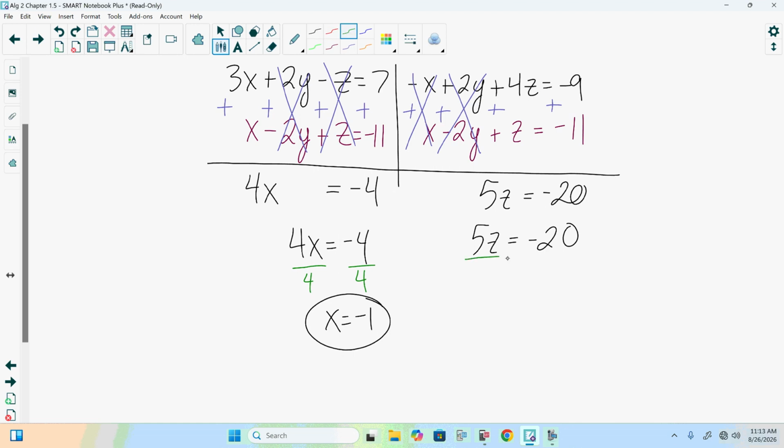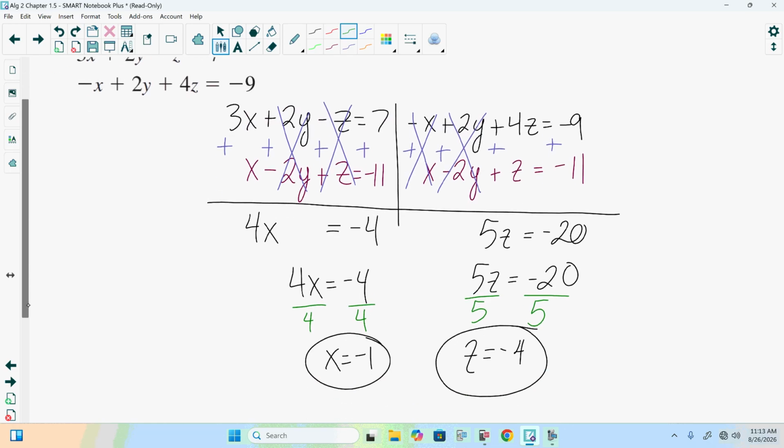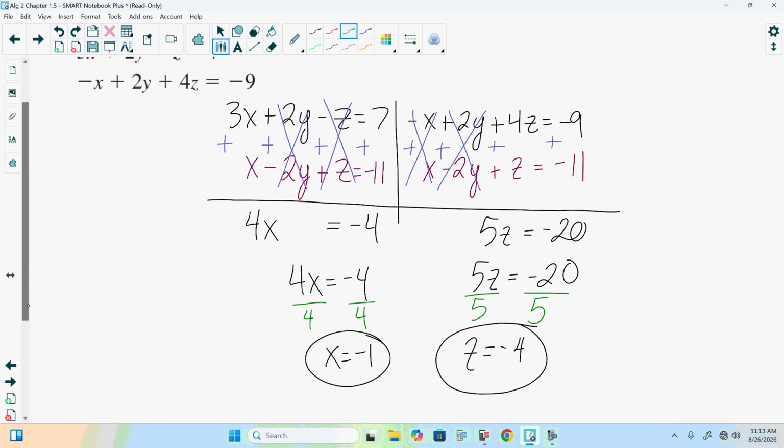So to solve for z, we would divide both sides by 5. Almost. Negative 4. A negative divided by a positive would still be negative. So we found x, we found z.